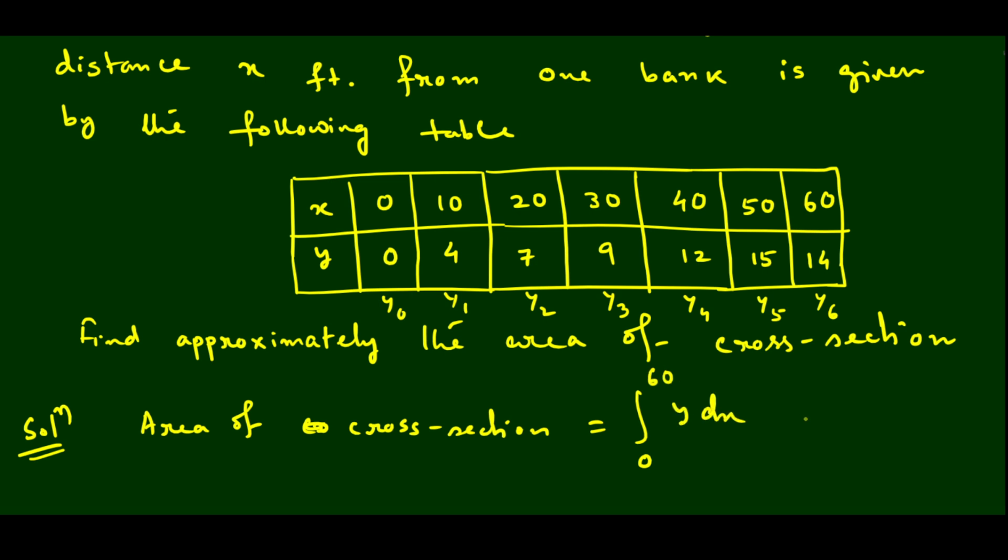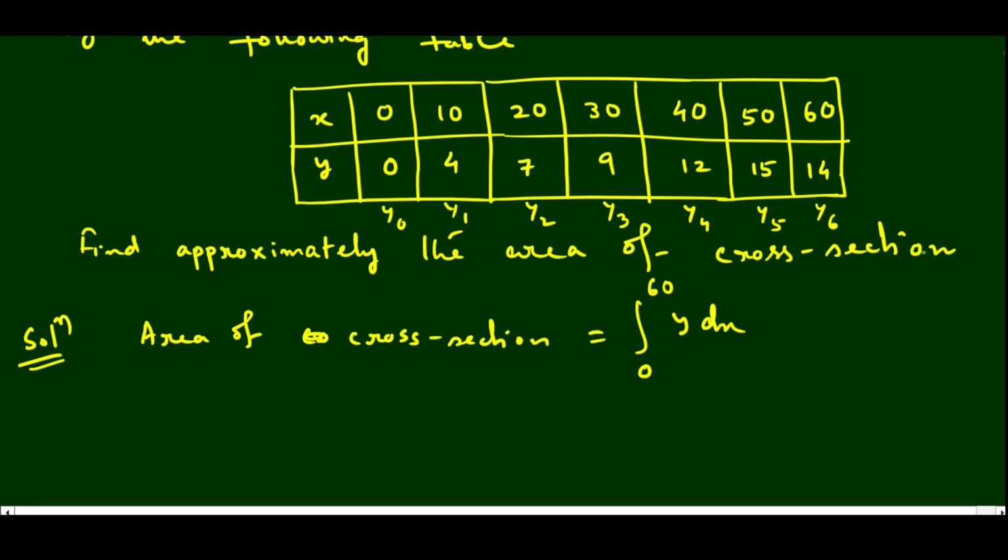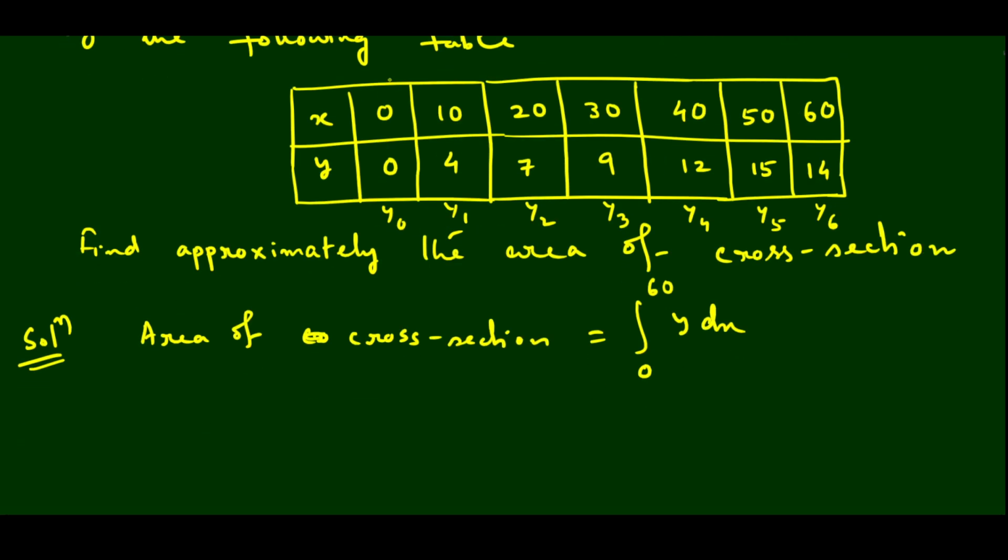From our earlier class, we know that integration a to b f of x dx is nothing but area, or area of cross section. So here, how many subintervals do we have? If you see, 1, 2, 3, 4, 5, and 6. So n equals 6. So what will be our h? From the table itself, we can know h means the difference: 0, 10, 20. So h is 10. Since n is 6, which is a multiple of 3, we can easily use Simpson's 3 by 8 rule.